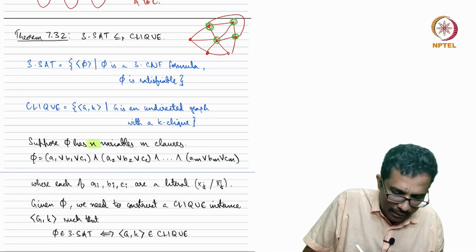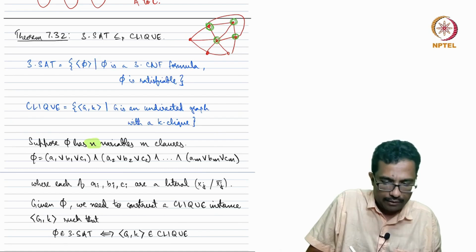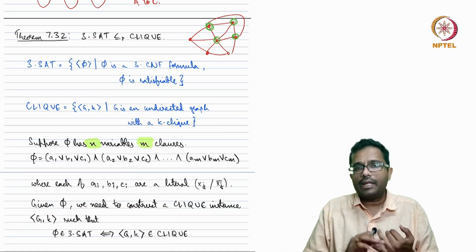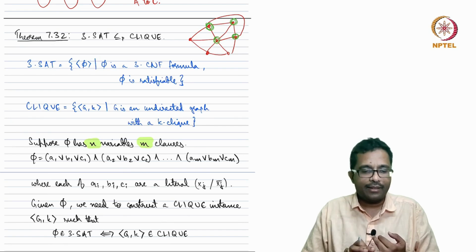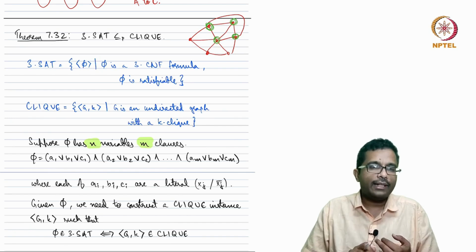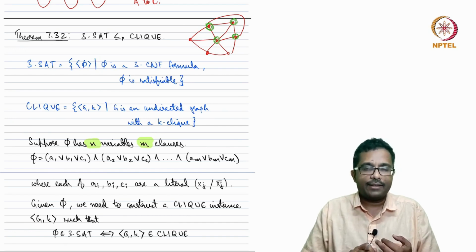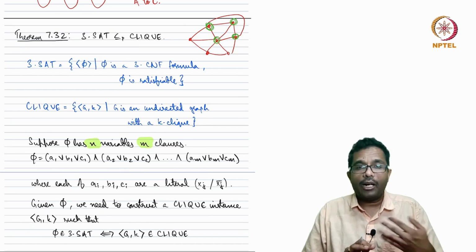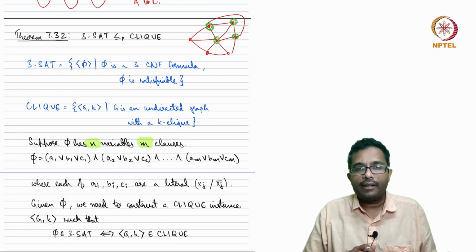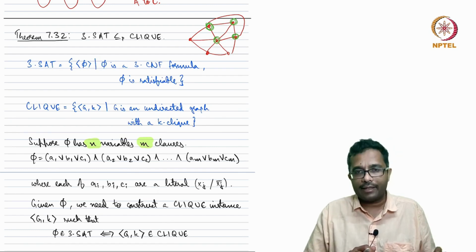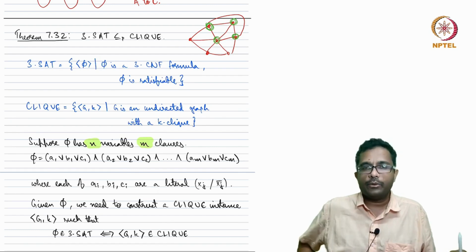So what do we have to do? Given a 3-SAT instance, we have to obtain a clique instance. If the given 3-SAT instance is satisfiable, then the output clique instance should be a yes instance. If the given 3-SAT instance is not satisfiable, the output clique instance should not be a yes instance. So it should be a pair G and K where G does not have a K-clique, right? So how can we do this?